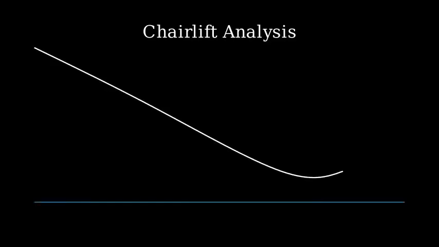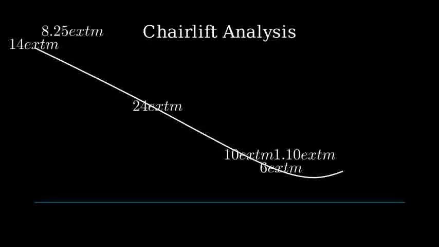Here we have a chairlift cable that runs from point A to point D. The total horizontal distance is 44 meters, split into segments of 14, 24, and 6 meters. The vertical height difference from A to B is 8.25 meters, and there's an additional 10-meter drop to point D, with a final height of 1.1 meters from the ground.